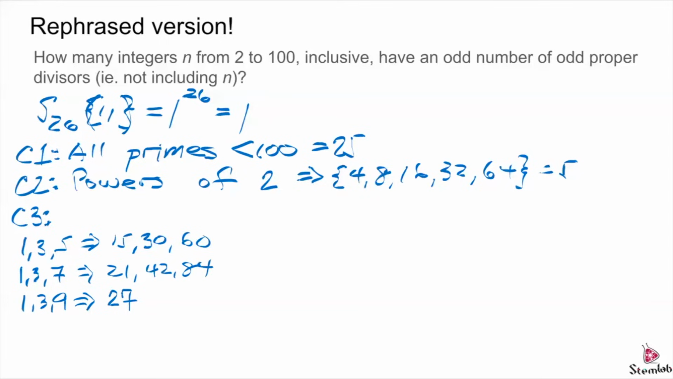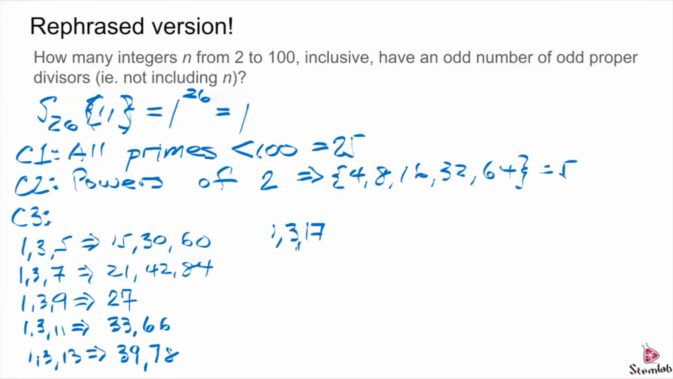Then the next one is 1, 3, 11. Again, just progressively getting higher on the third divisor. We get 33 and 66. Again, be careful not to include 99 because you then introduce 9 as a factor. And then 1, 3, 13. You get 39, 78, and then you get 1, 3, 17, which gives us 51.